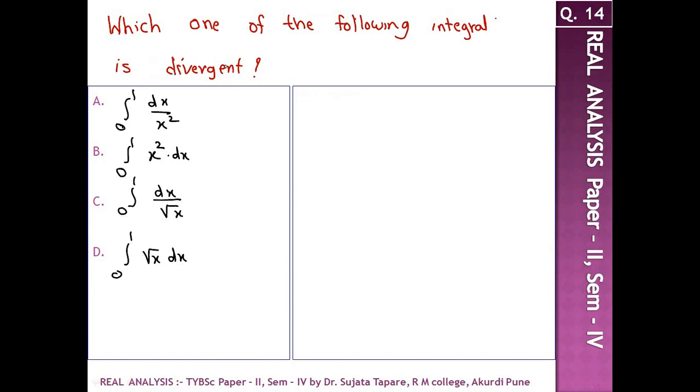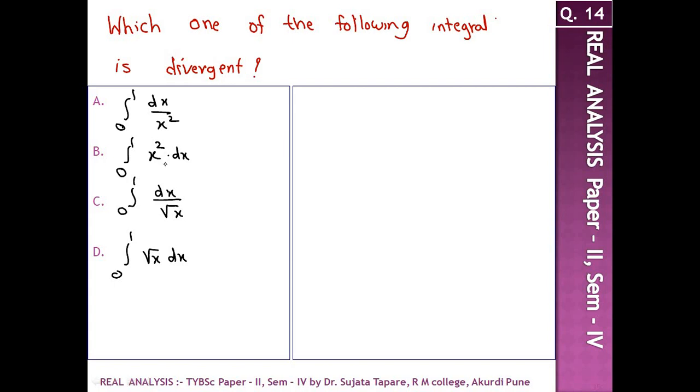Which one of the following integrals is divergent? Over here, integration 0 to 1, all of these are improper integrals of the second kind. For the function over here, apply the p-test. So p is equal to 2, greater than 1, so it is divergent. So the correct option is A.